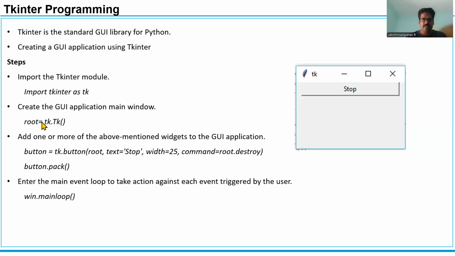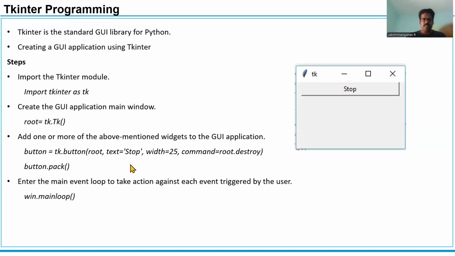Here we are creating root as a variable. Then we call that method using the tk.Tk function, and add one or more widgets to the above. This is one of the widgets. We will see what widgets are available in Tkinter.